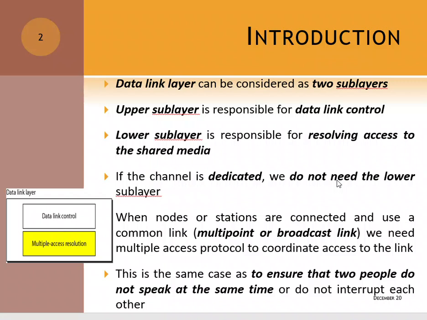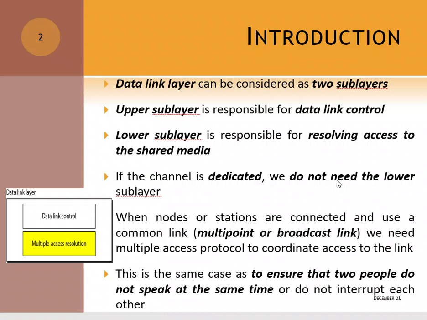So when nodes or stations are connected and use a common link, multi-point, if you still remember in chapter 1, we have 2 main types of connection, point-to-point and multi-point. If point-to-point, the cable or the link is shared by 2 devices only. Multi-point is when we have more than 2 devices sharing the same link.